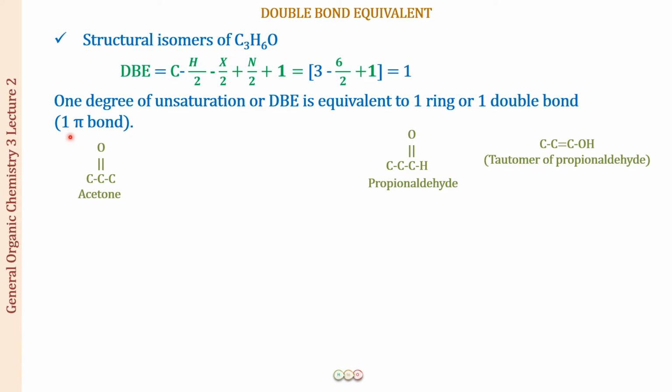Now, similarly, if the double bond is at position number 1, I can put it at position number 2. So this is one more structure which is possible. So C double bond C, C, OH. This is going to be prop-2-en-1-ol.